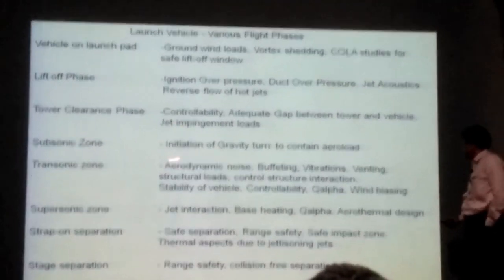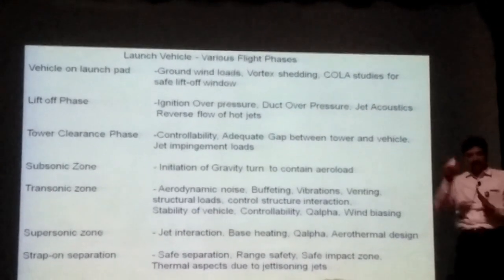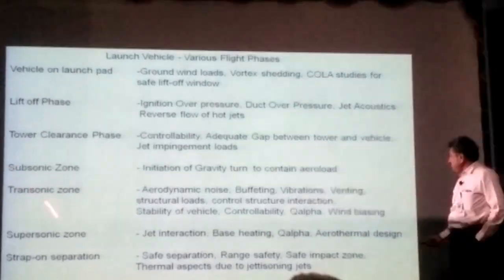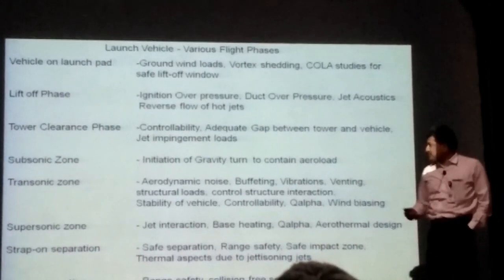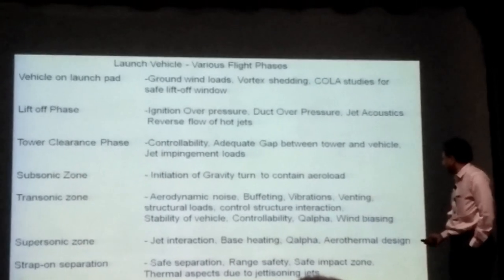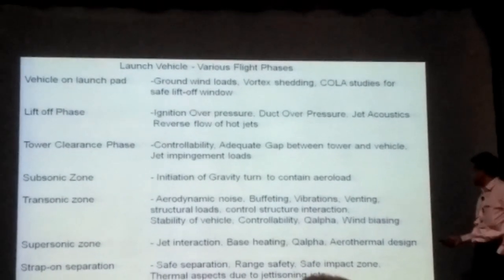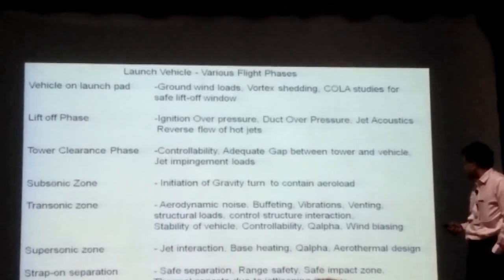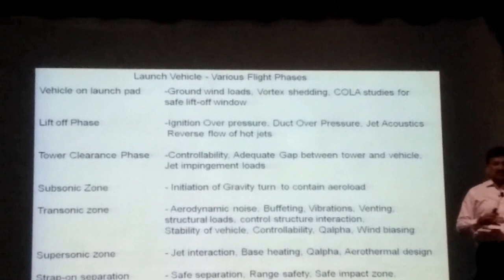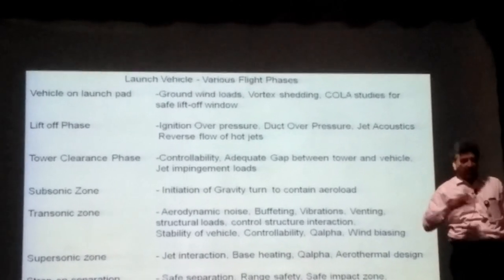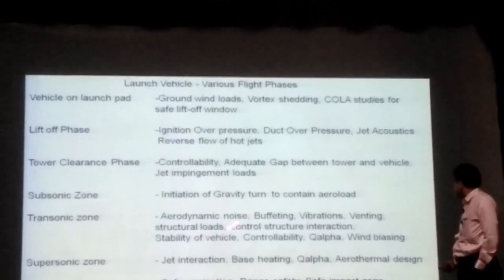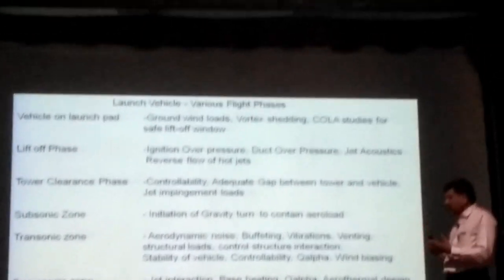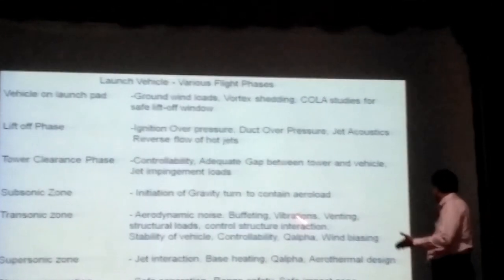And then we have the subsonic zone, where we turn the vehicle so that the loads are minimized. That's called the initiation of the gravity turn. And then we come to the transonic zone. From the subsonic, we come to the transonic zone where you have most of the aerodynamic issues, like higher levels of aerodynamic noise that is caused due to the shock oscillations. As you know, when the flow transits from subsonic flow to supersonic flow, you cannot avoid shock waves. So there are shock waves, and this creates vibrations, and the response of the structure to this shock oscillation is called buffeting, the vibrations.